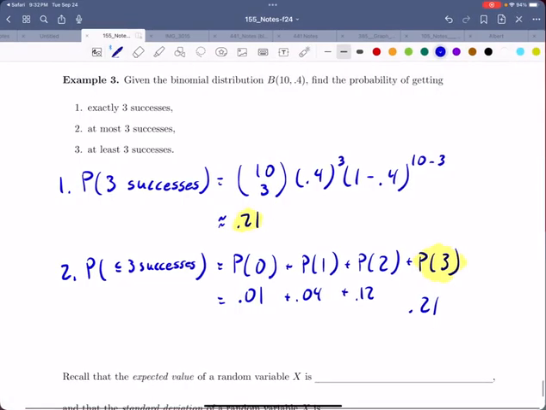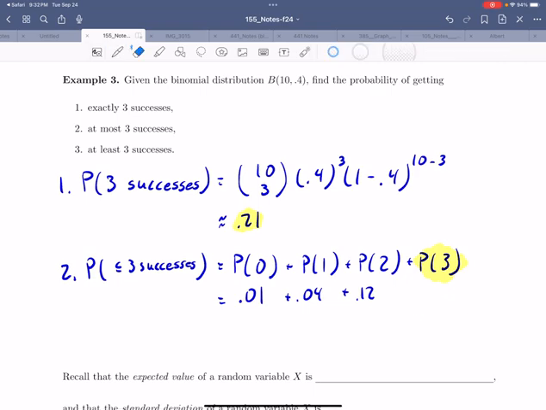All right, so we add all these up. And again, we didn't need to do probability of 3. We already found that. That winds up being 0.33, 0.38. Okay, the probability of getting at most 3 successes. Remember, don't forget 0 in there, right? Don't forget that 0.01 in there, right?